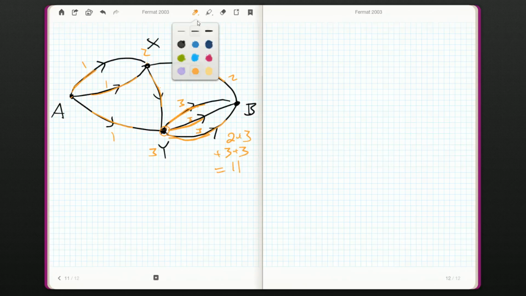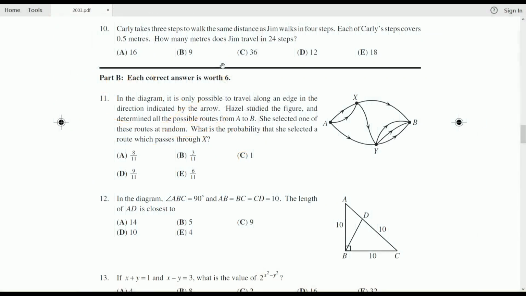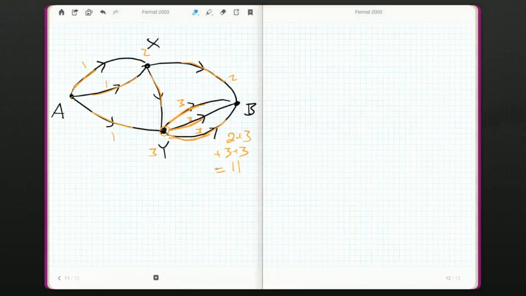Fantastic. Okay. Now, what's the other part of it? It's using X. What's the probability she selected a route which passes through X? Well, there's lots of them that go through X. You know, we could go this way, and then this way, and then this way. Or we could go this way, and this way, and this way. It's probably pretty quick to enumerate all the ways that go through X. But I'm actually going to do a flip side. I'm going to say, let's enumerate all the ways that go through Y.